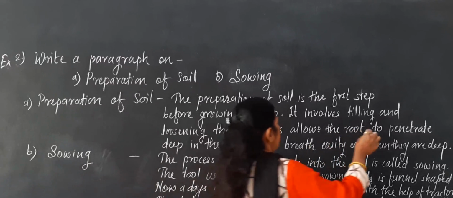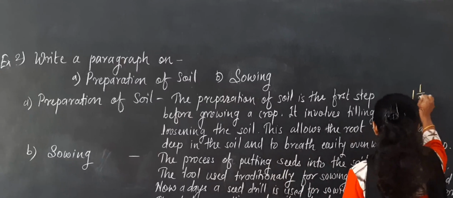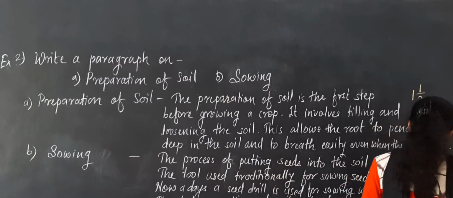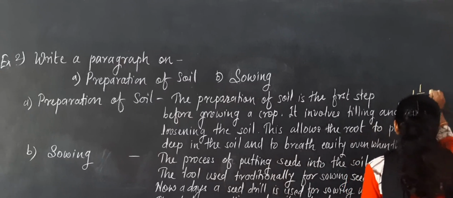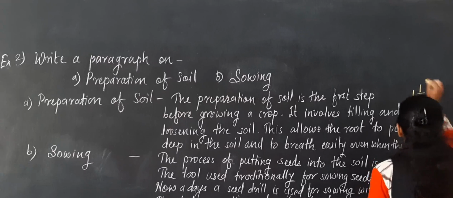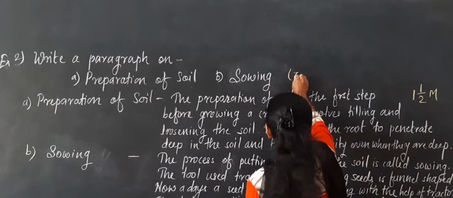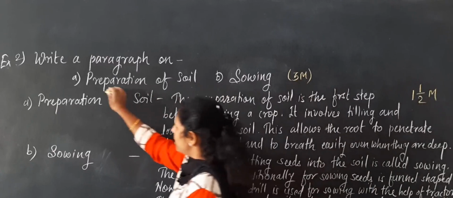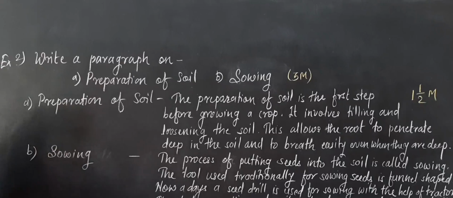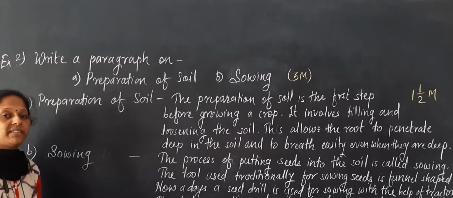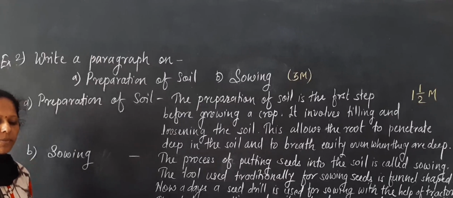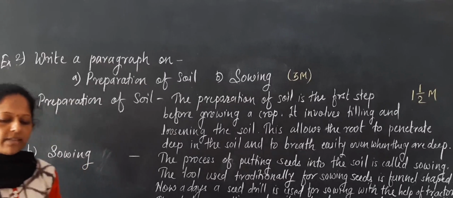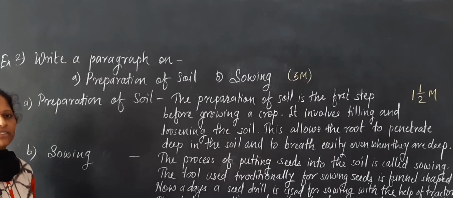This part is for 1.5 marks, and this is also for 1.5 marks. So in total that question is for 3 marks. The question to write a paragraph on these is asking for 3 marks, with 1.5 marks for each part. As I told you, the first question was: why should paper be saved, and list the ways. Prepare a list by which we can save paper. For that also 3 marks.